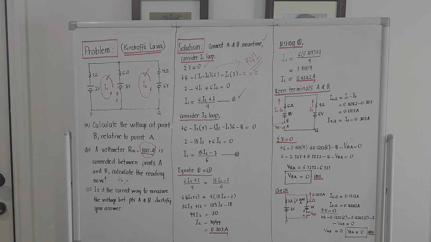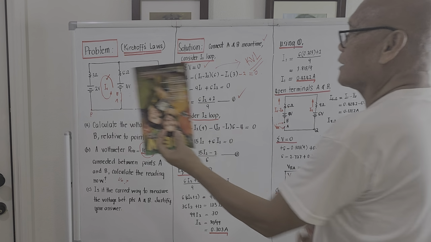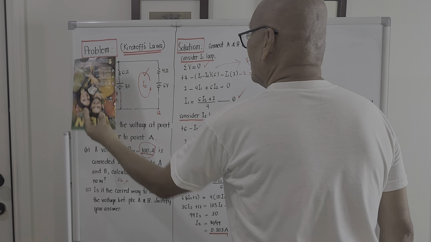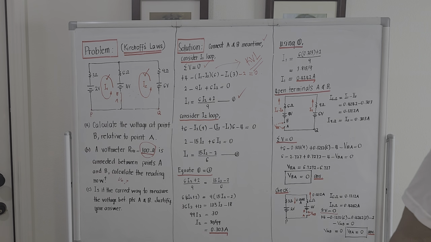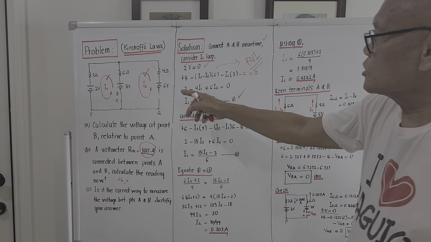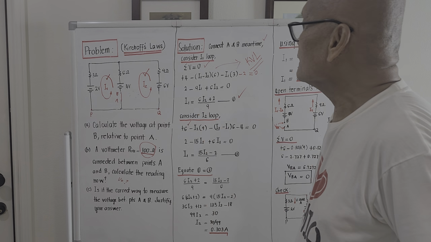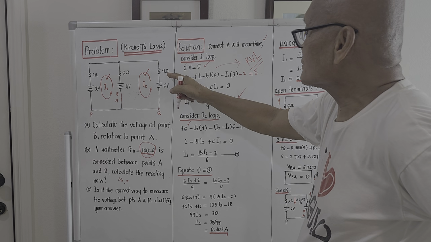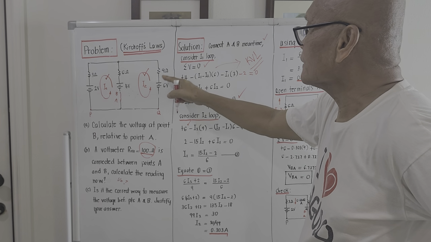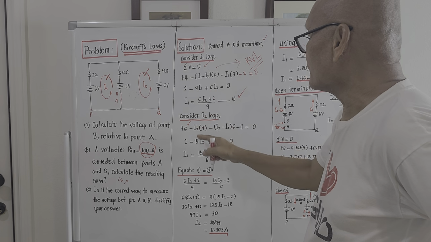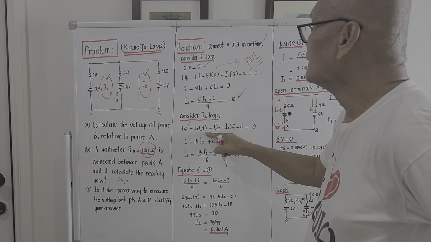Okay? Considering the I2 loop. If we try to consider the I2 loop, forget for the meantime the I1 loop, but consider the current passing through it. We start with this one, plus 6. The current passing through this 9 ohm load here is just a single current. It is just I sub 2, right? So this is a voltage drop, minus I sub 2 multiplied by 9.